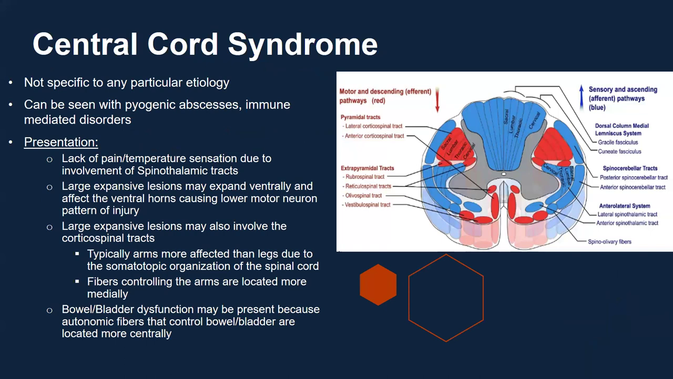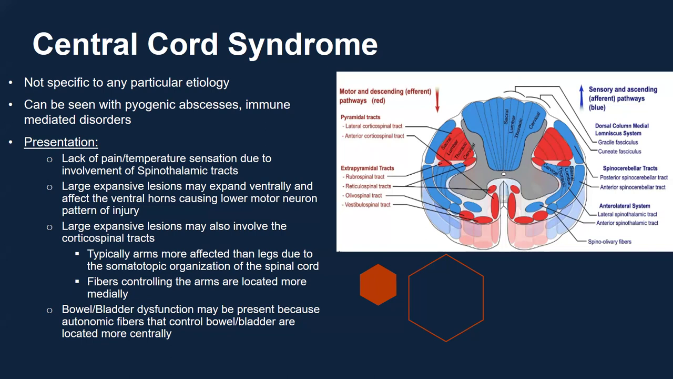So next we'll talk about central cord syndrome. This is not specific to any particular infectious etiology, but I do think it's important to know the clinical syndrome. It can be seen with pyogenic abscesses and immune-mediated disorders. These patients' presentation really depends on how extensive the lesion is. Generally, the spinothalamic tract is involved and causes loss of pain and temperature sensation below the level of the lesion. But if lesions are large and extend more ventrally, it can cause ventral horn syndrome in the lower motor neuron pattern of injury.